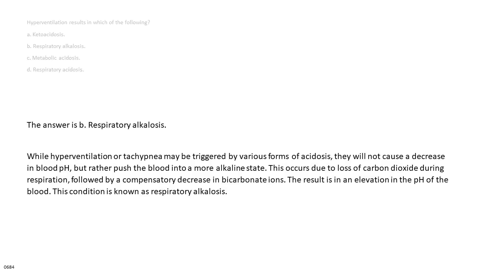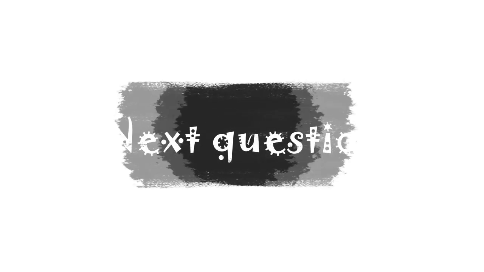The answer is B. Respiratory alkalosis. While hyperventilation or tachypnea may be triggered by various forms of acidosis, they will not cause a decrease in blood pH, but rather push the blood into a more alkaline state. This occurs due to loss of carbon dioxide during respiration, followed by a compensatory decrease in bicarbonate ions. The result is an elevation in the pH of the blood. This condition is known as respiratory alkalosis.